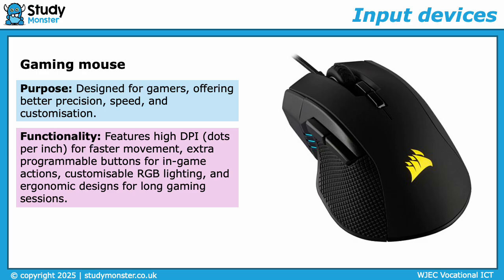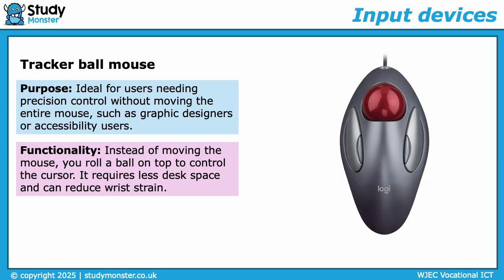Some gaming mice and keyboards come with LEDs that you can change the light on and things like that, just for visual aspects. And they're more ergonomic. People that play games tend to play them for a long time, so they're designed to sort of hug your hand a little bit better than a traditional mouse.